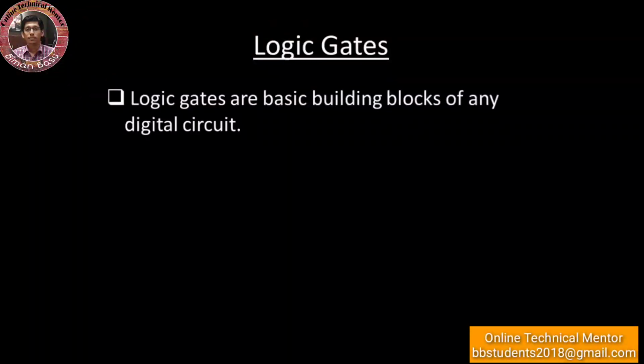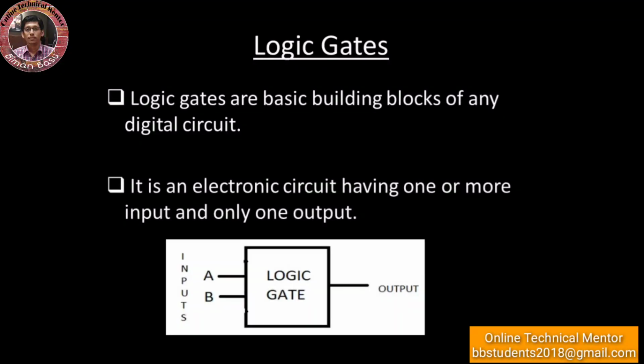Now, what are logic gates? Logic gates are the basic building blocks of any digital circuit. Obviously, logic gates are themselves a digital circuit. Using logic gates, we can realize any Boolean expression or design more complex digital circuits. It is an electronic circuit having one or more inputs and only one output, as I have drawn in the diagram below. But it is not always true. A logic circuit may have more than one input and maybe more than one output also. The relationship between the input and output is based on a certain logic.